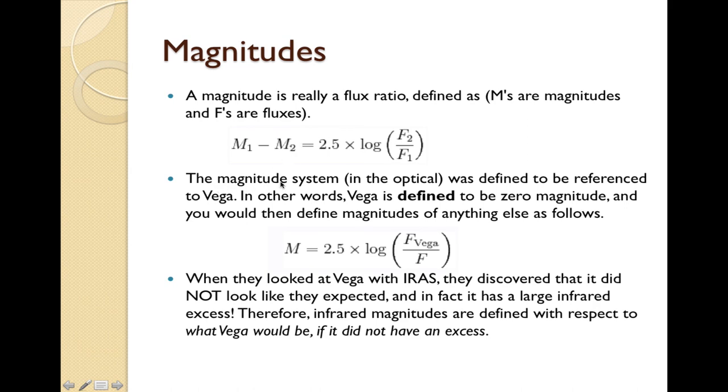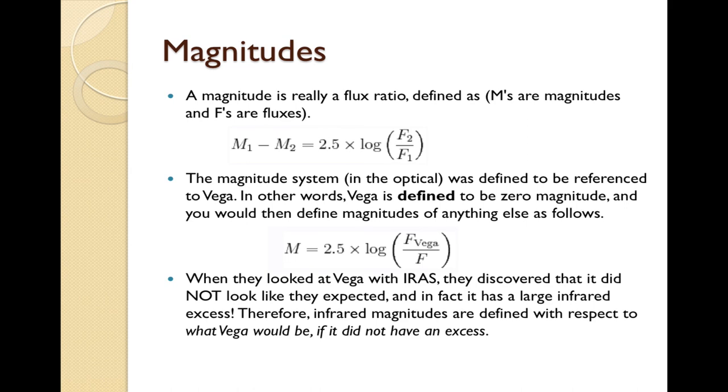Now, the magnitude system, specifically in the optical, has been pinned on Vega. So the star called Vega is defined to be zero magnitude. So if you stick in Vega for object number two here, you have the magnitude is equal to 2.5 times the log of the ratio of fluxes, with F Vega on the top and the flux of your star here. Or your object, it doesn't have to be a star. But the magnitude, if you have just one number, is implicitly a ratio with Vega.